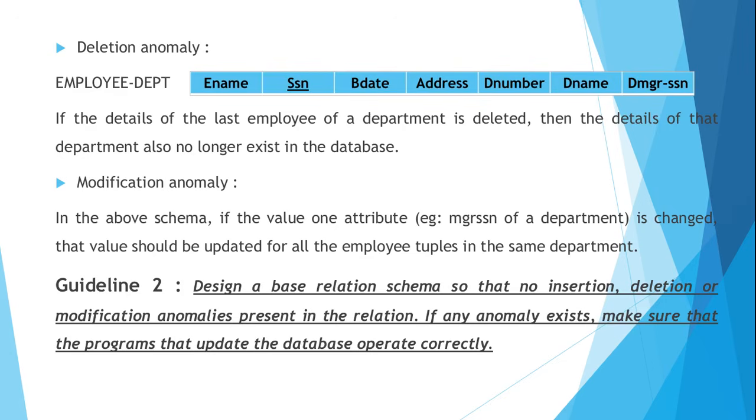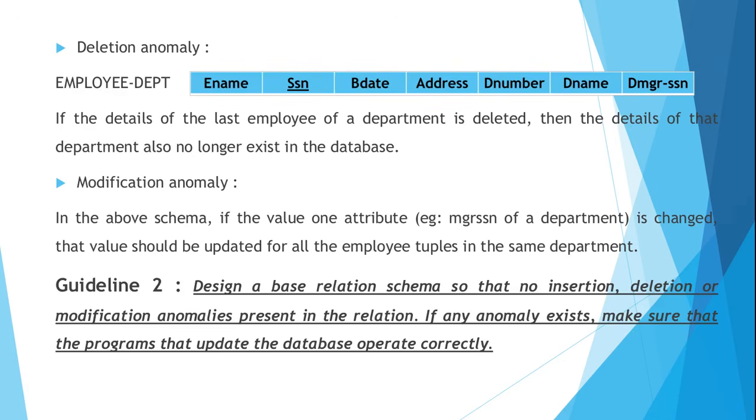Then modification anomaly occurs when, suppose in this example, you want to change the manager SSN of a particular department, you have to make that change for all the tuples representing that same department. That is, for all employee tuples in that same department, you have to modify the manager SSN. Instead, if you store department as a different table, this change should be done in only a single tuple. That is modification anomaly. So here we can see, if you store the joined table as a different table, this may cause insertion anomaly, deletion anomaly and modification anomaly.